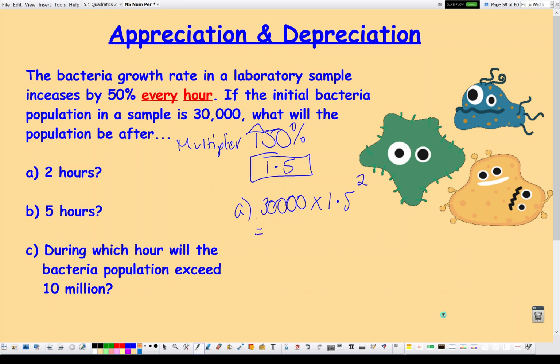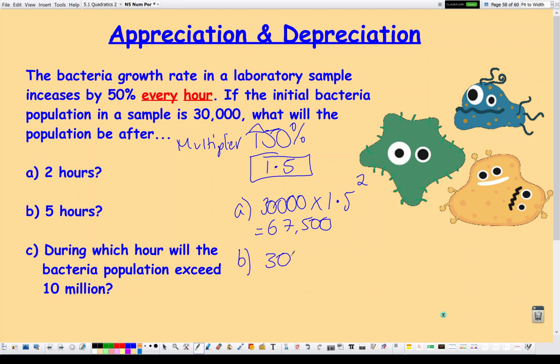So the unit of time is not every year, which it was in the previous question. This is the percentage change every hour. So what do we want to do after 2 hours? It's to the power of 2. 30,000 times 1.5 to the power of 2. And the population is 67,500.